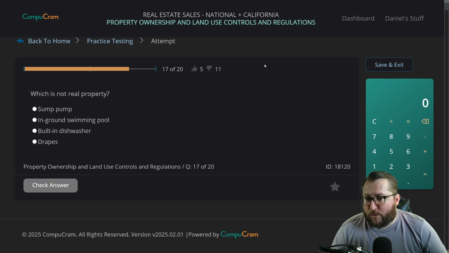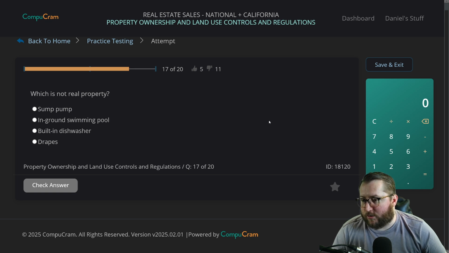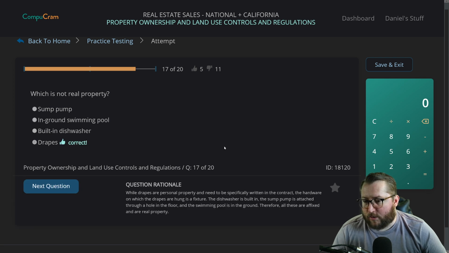Which is not real property? Question 17. Sump pump, in-ground swimming pool, built-in dishwasher, drapes. I am going to go with drapes. Correct. While drapes are personal property and need to be specifically written in the contract, the hardware on which the drapes are hung is a fixture. The dishwasher is built in, the sump pump is attached through a hole in the floor, and the swimming pool is in the ground. Therefore, all of these are fixed and are real property.